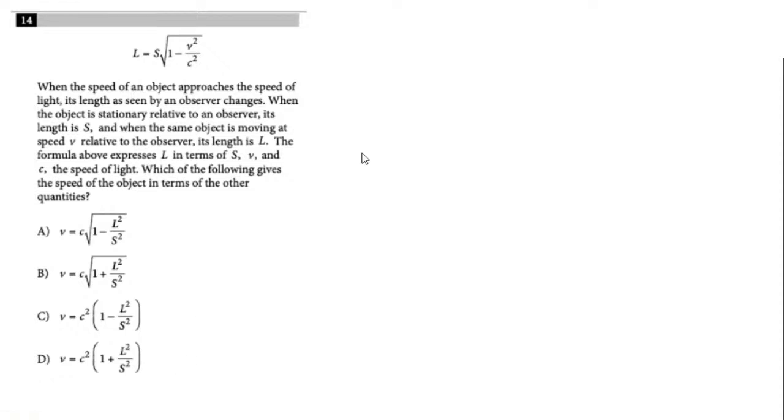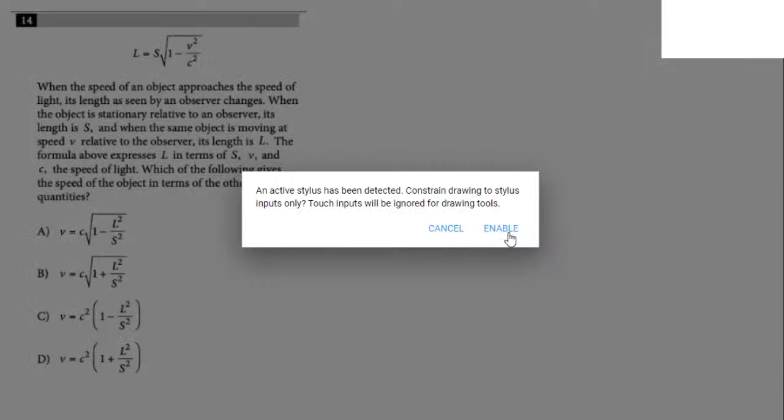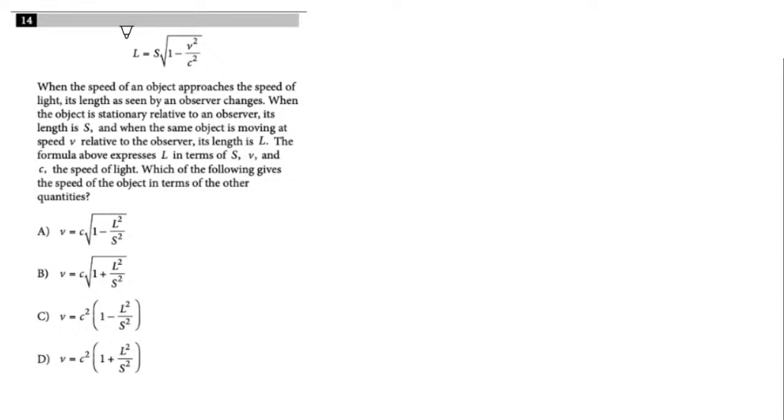So the first question is, we are given an equation, or identity, with its meanings. They want us to find the speed of the object in terms of the other quantities. In other words, they want us to find v, as we see in the answers here. So if we have to find v in terms of the others, we will need to isolate v.